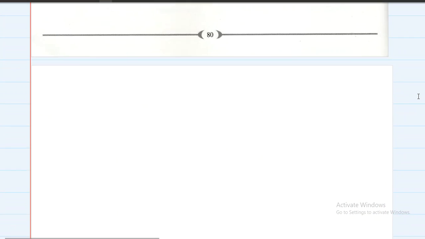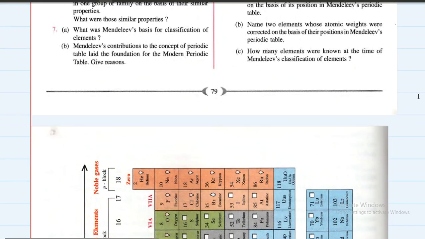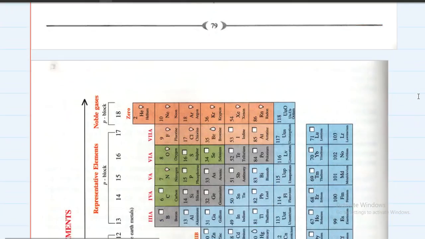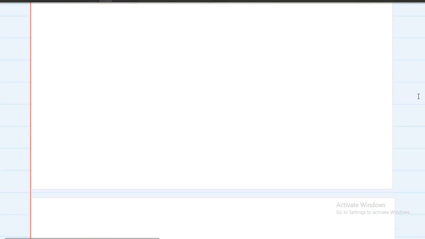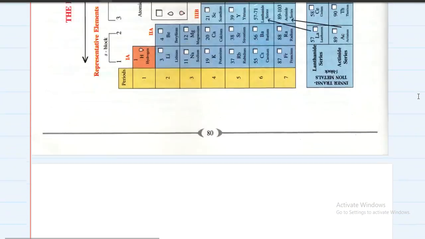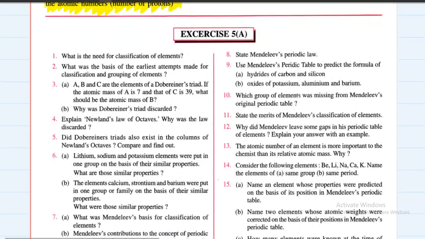Next we are going to cover the part which is following this, which is based on the modern periodic table. Anyway, in the next video I'm going to cover that part.